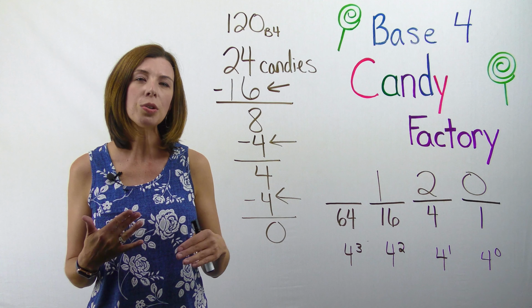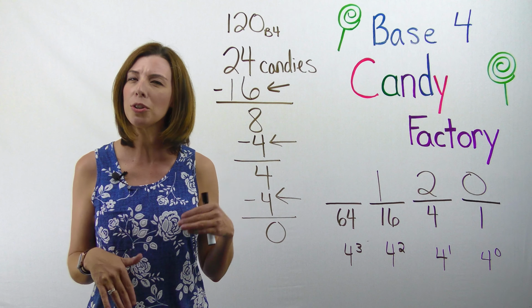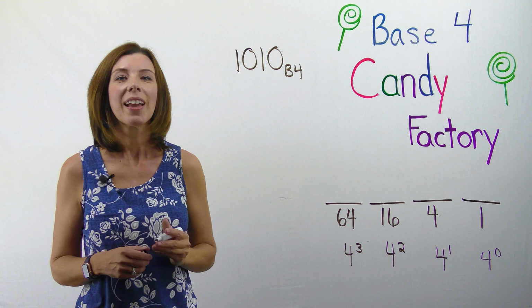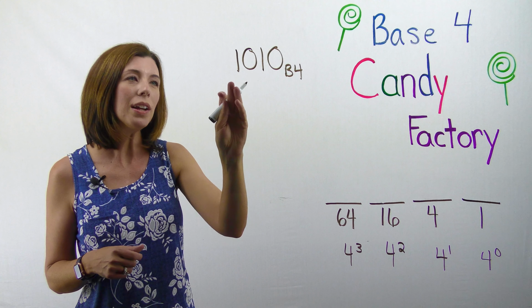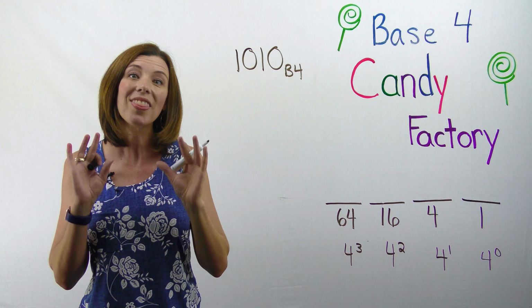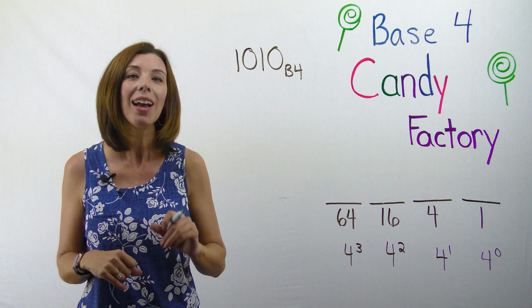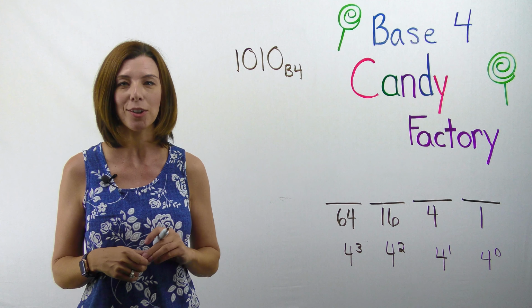What about if we go the other direction? If I told you the boxes that were used, could you tell me how many candies were ordered? Let's give it a try. Take a look at this number. I have 1010 base 4. That was the boxes that needed to be used to fill the order. Let's figure out how many candies were actually ordered.